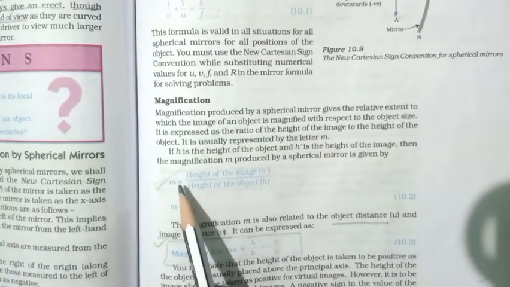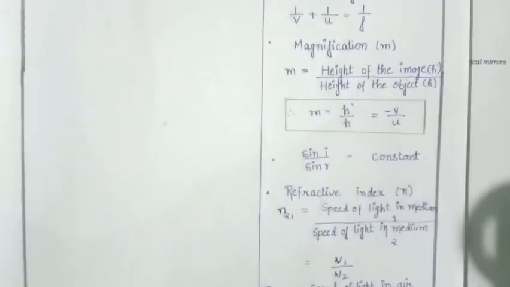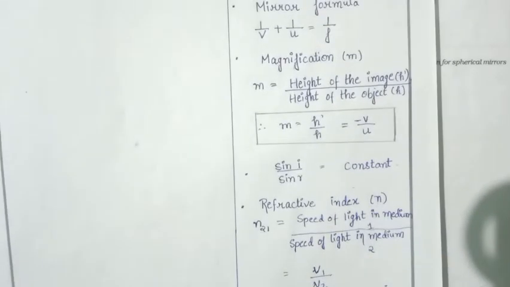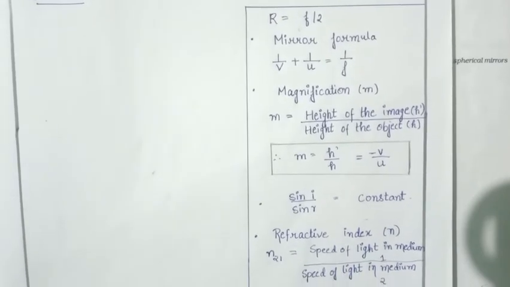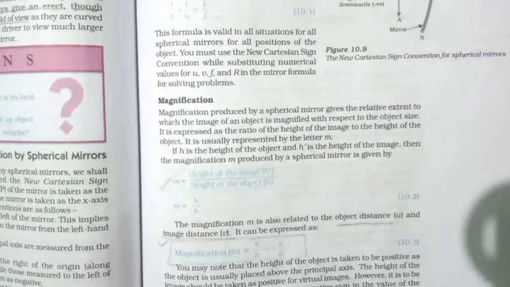Then next comes magnification. You should be thorough with the magnification formula, and I recommend you write all these formulas in a copy, so that during exams, in 1 minute, you can write all these formulas. Just pause the video and write it in a rough copy fast, and make one copy of formulas so that you can refer to it during your exams. So that's it. This is the only formula which I have written there.